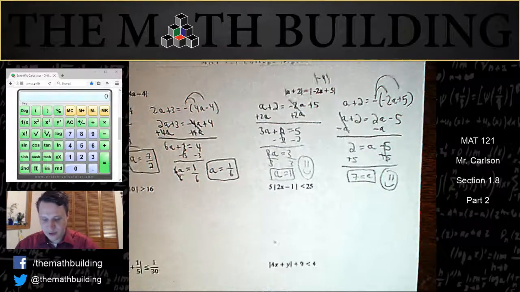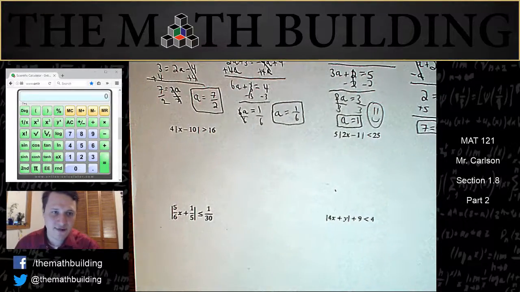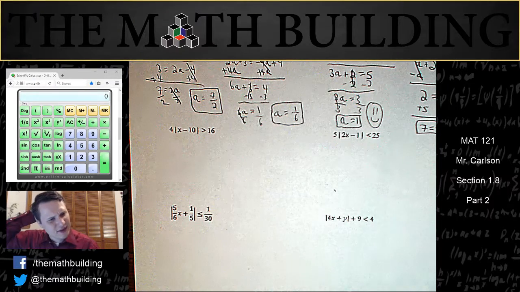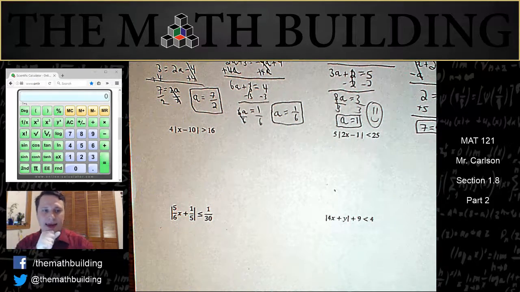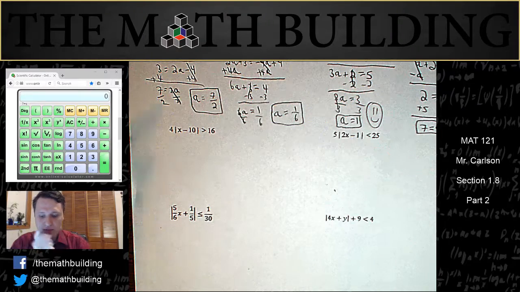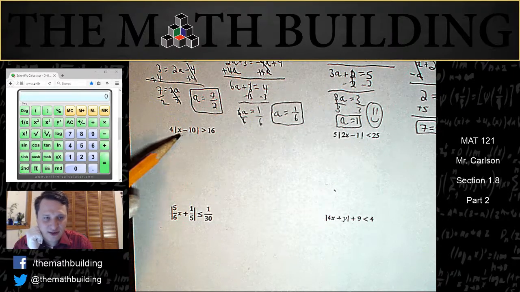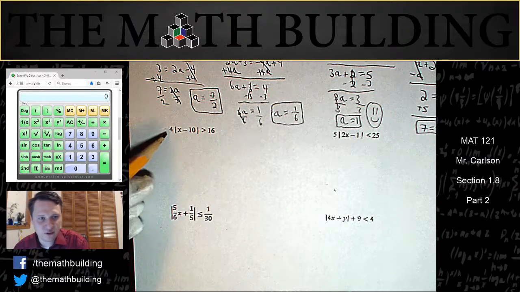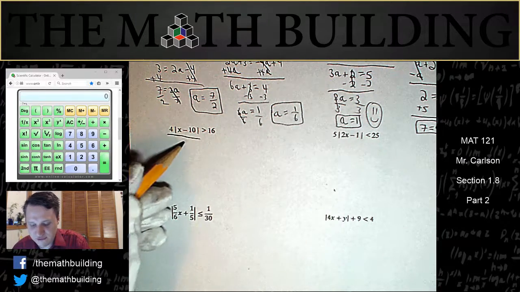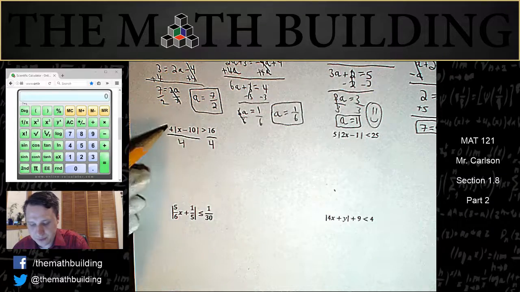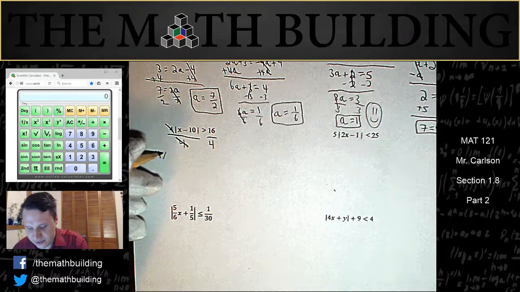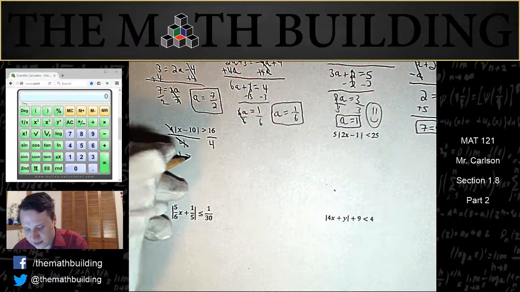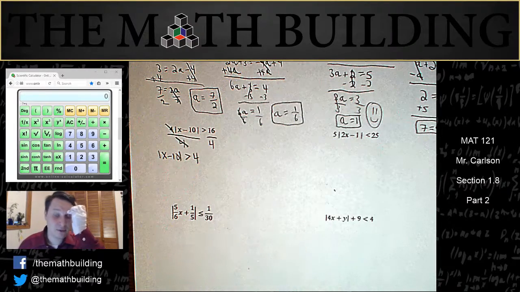All right, let's do the next one. We have 4 times the absolute value of x minus 10 is greater than 16. And this is the first one where we need to isolate the absolute value signs. So this is kind of like parentheses with the 4 multiplying. So let's divide both sides by 4 to isolate the absolute value. That is a necessary first step to do.